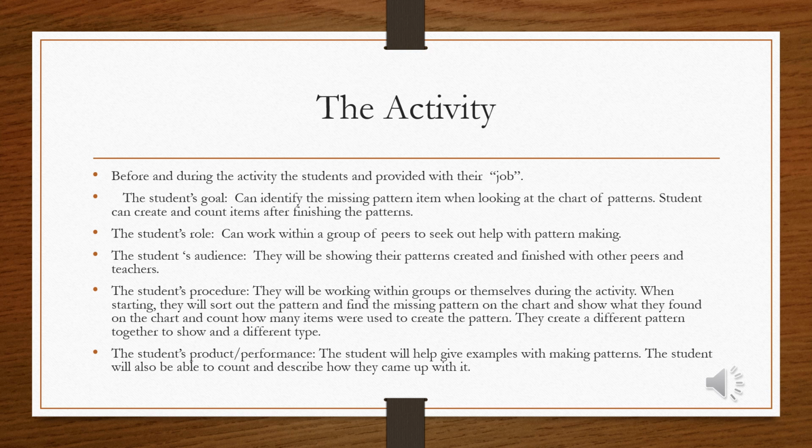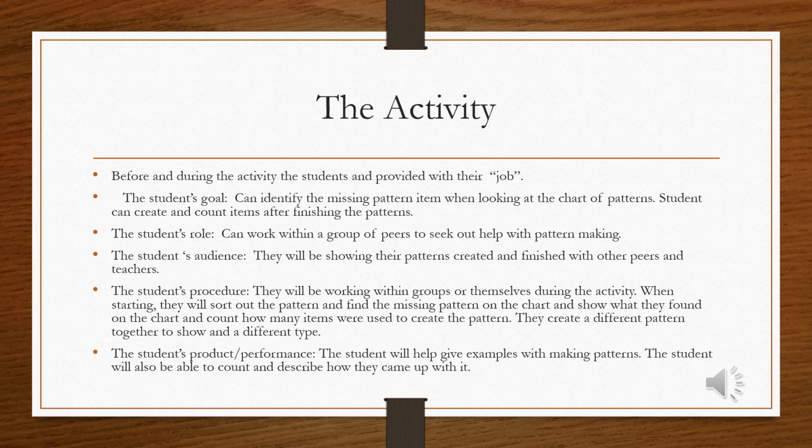Within my performance task, this holds it together. Before and during the activity, the students will be provided with their job. The student's goal is to identify the missing pattern item when looking at the chart of patterns. Students can create and count items after finishing the pattern. The student's role is to work within a group of peers to seek out help with pattern making.